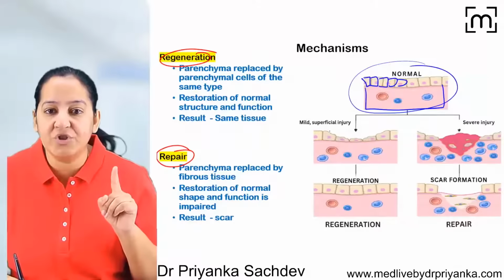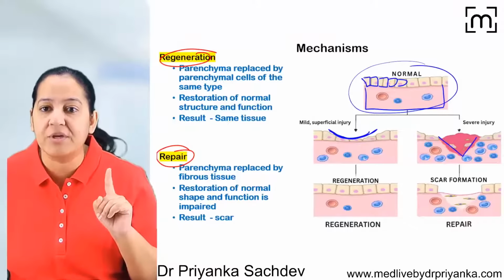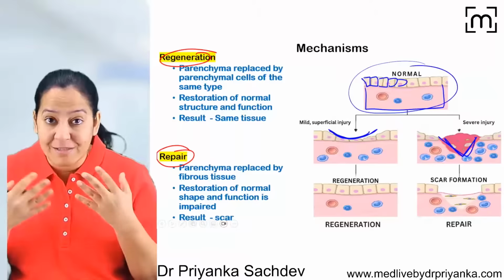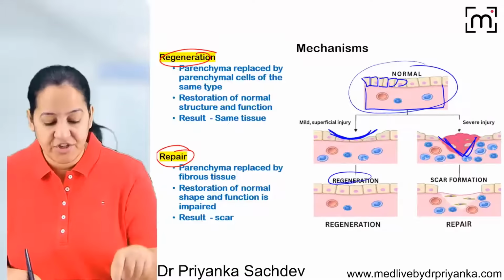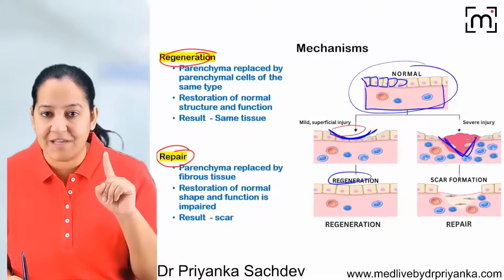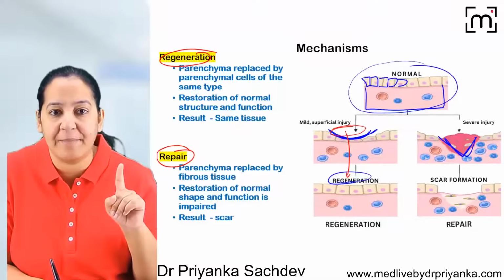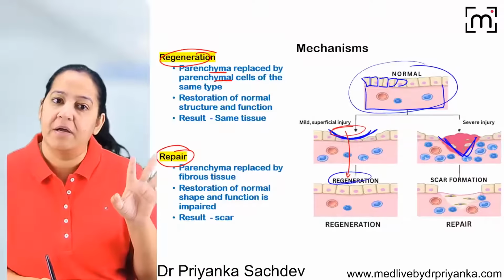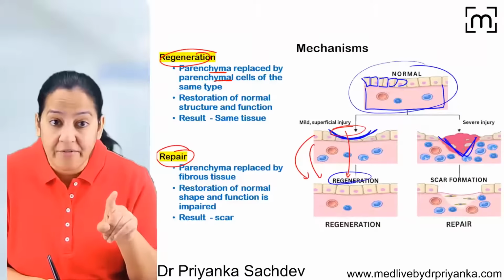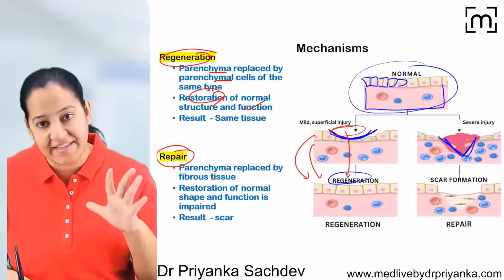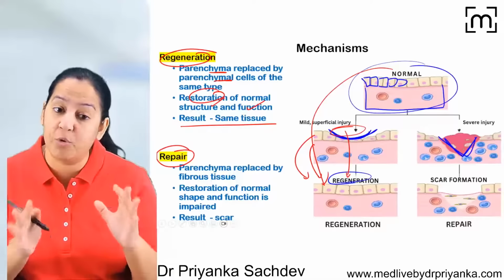Now we have to see whether the injury is superficial, I mean only a very superficial tissue is lost, or there is a deep injury. Based on that, the body's response to the injury can be different. If the injury is superficial, the body will do regeneration. In regeneration, whatever parenchyma is lost in the injury is restored by the same parenchyma. So the parenchyma is replaced by the same parenchyma. So there is 100% restoration of the normal structure and normal function, and the end result is normal tissue only. That is regeneration. That is possible only in superficial injury.